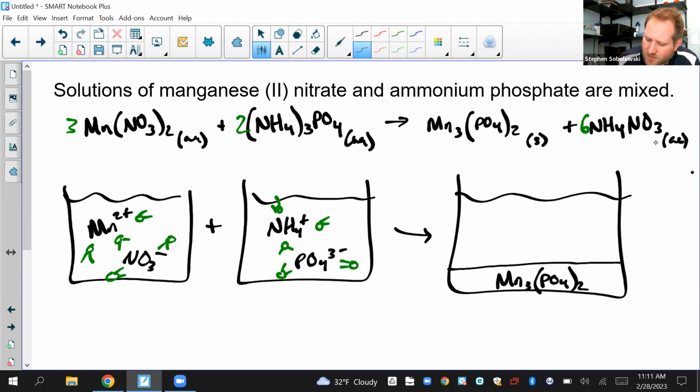The other product is ammonium nitrate. Ammonium is NH4+, nitrate is NO3-. We're going to include water molecules around these. And that's our sketch. Okay.